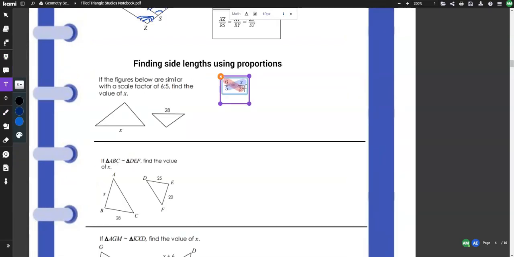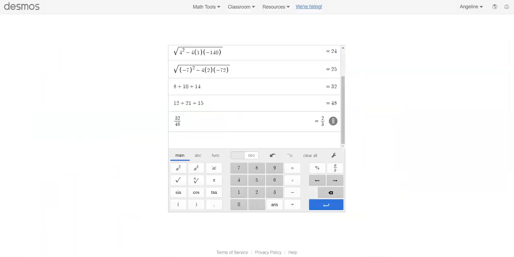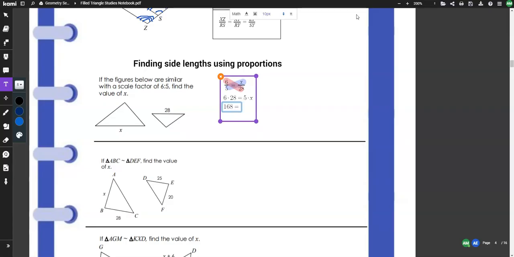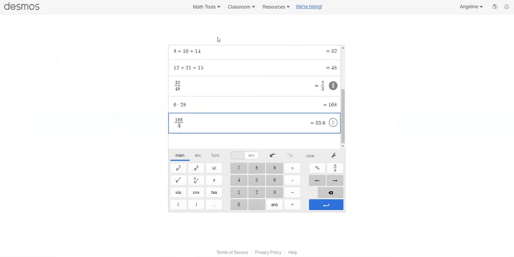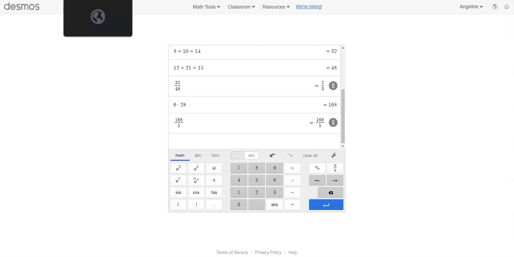And then we're going to cross multiply. So when we do that cross multiplication, we're going to go ahead and get 6 times 28 is equal to 5 times x. And 6 times 28 is going to be 168, equal to 5x. So we know we're going to get a decimal because 168 is not divisible by 5. But we're going to go ahead and divide both sides by 5. And that's going to give us 33.6 or 168 over 5. So we can leave it, or I'm going to go ahead and put in a decimal. So let's put 33.6.